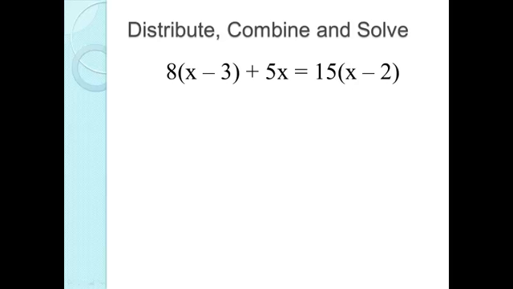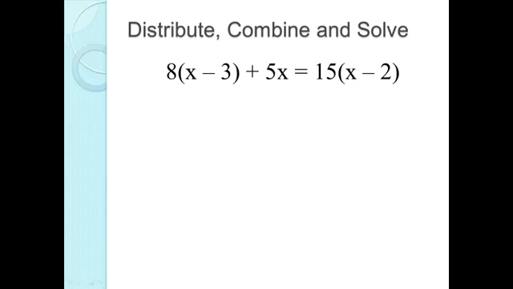When an equation contains parentheses, we always want to distribute first. After you distribute, see if there is anything that you can combine together on either side of the equal sign. Finally, move terms to either side of the equal sign to solve the equation. In this problem, the first thing we want to do is distribute. Notice that you're going to have to distribute on both sides of the equal sign.